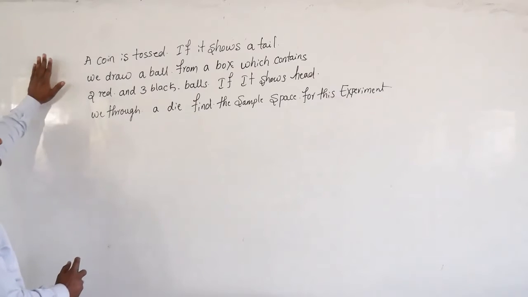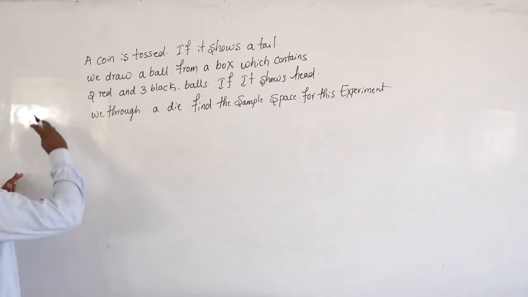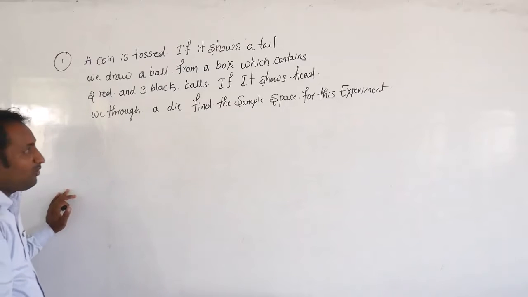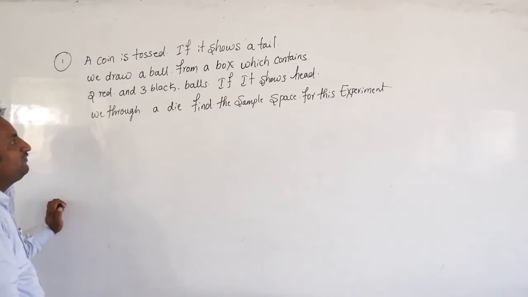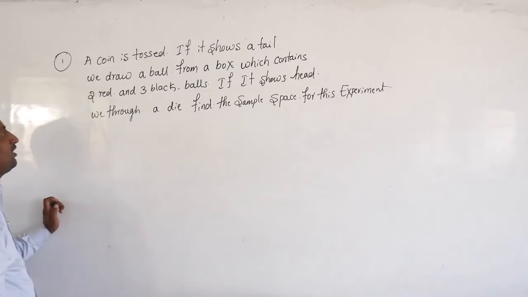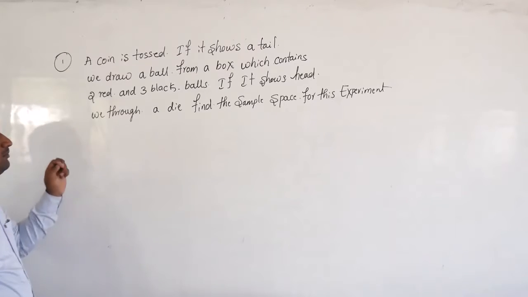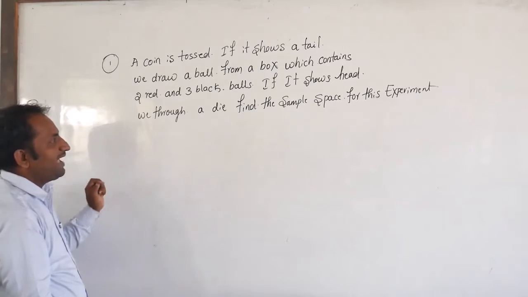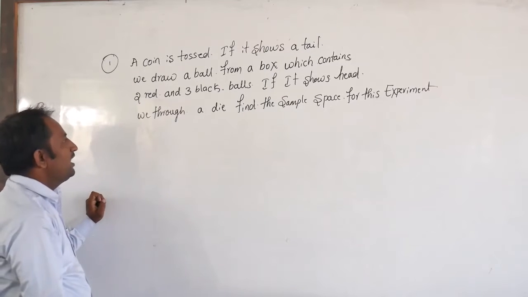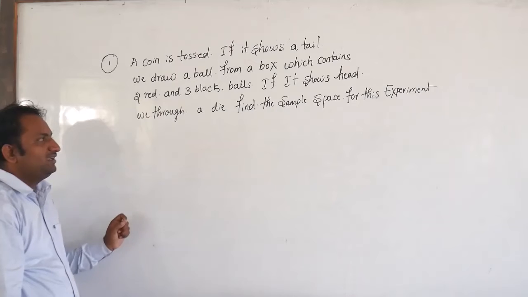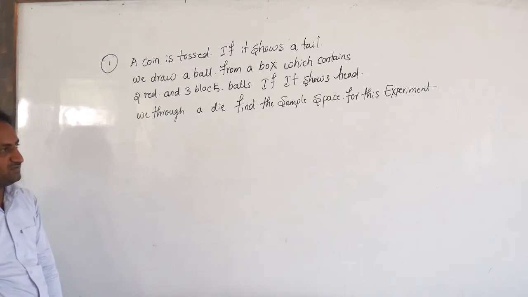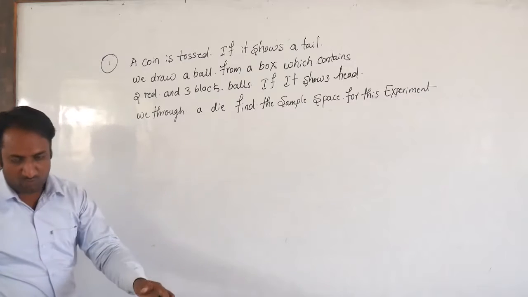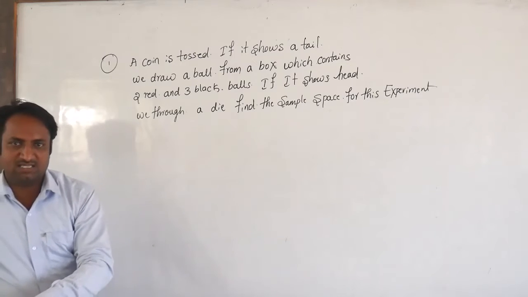Here consider one example. A coin is tossed. If it shows a tail, we draw a ball from a box which contains 2 red and 3 black balls. If it shows a head, we throw a die. Find the sample space for this experiment. This is a very important example for sample space.